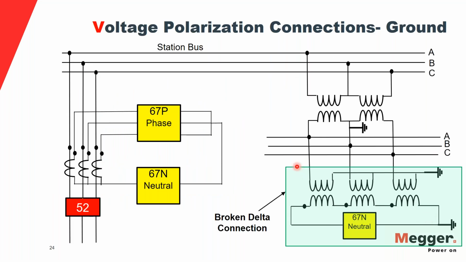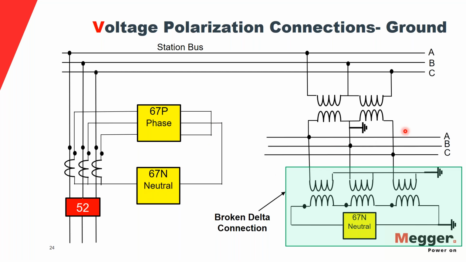So let's see the connections here for the voltage polarization for ground. I have my CTs here, and then this goes to the phase 67P element, and then they would be summed up here at the neutral point. The zero sequence current, the neutral current, flows here, which is being measured by the 67N. That is called the residual current, and 67N takes that as the operate quantity.